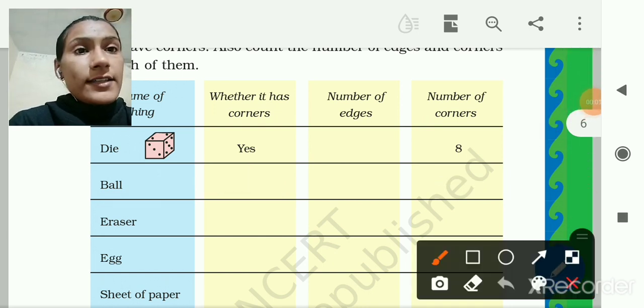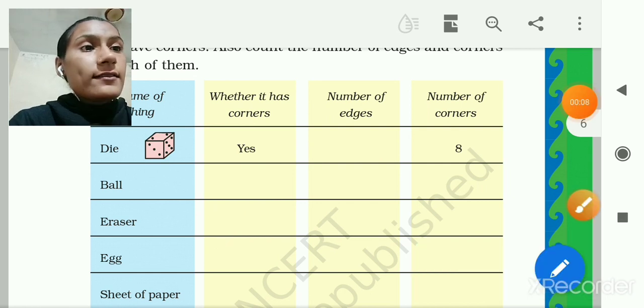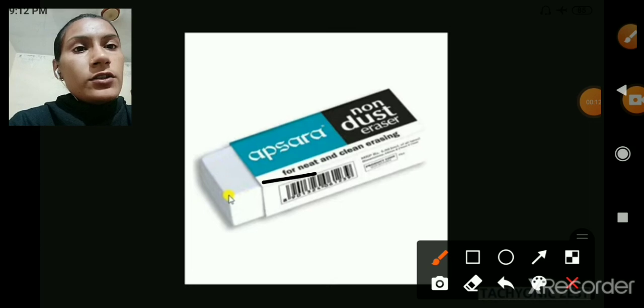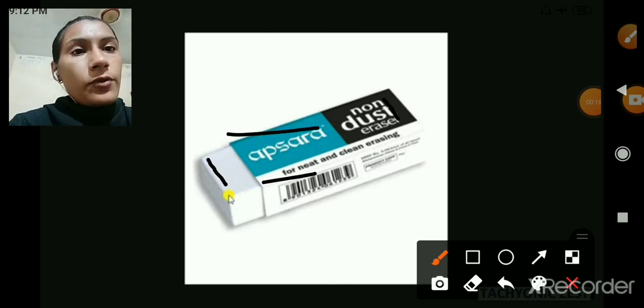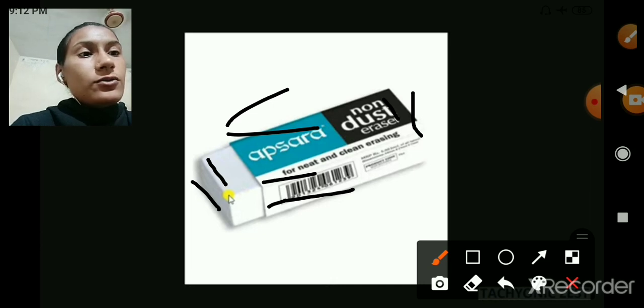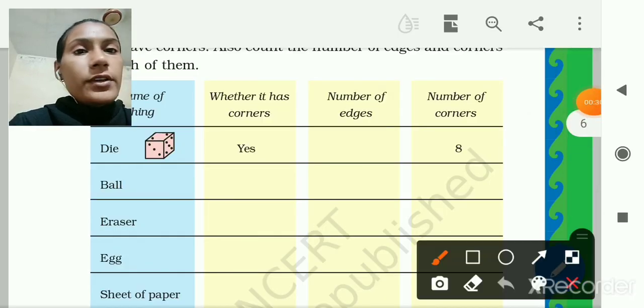Eraser: whether it has corners? Yes, it has corners. Now the number of edges, let's see. 1, 2, 3, 4, and 4 on the back side. So 4 plus 4, 8. Then 9, 10, 11 and one more on this side. So the total number of edges is 12. Write number of edges 12.